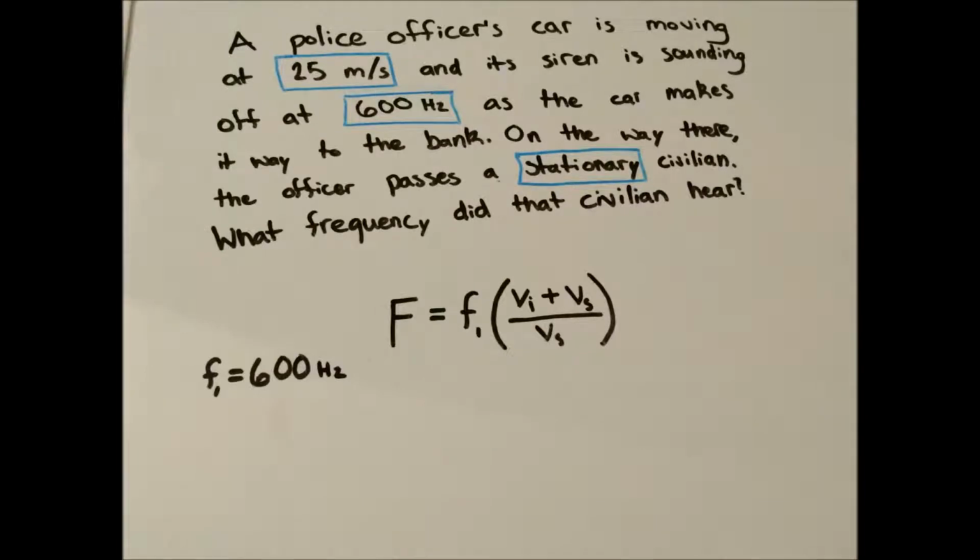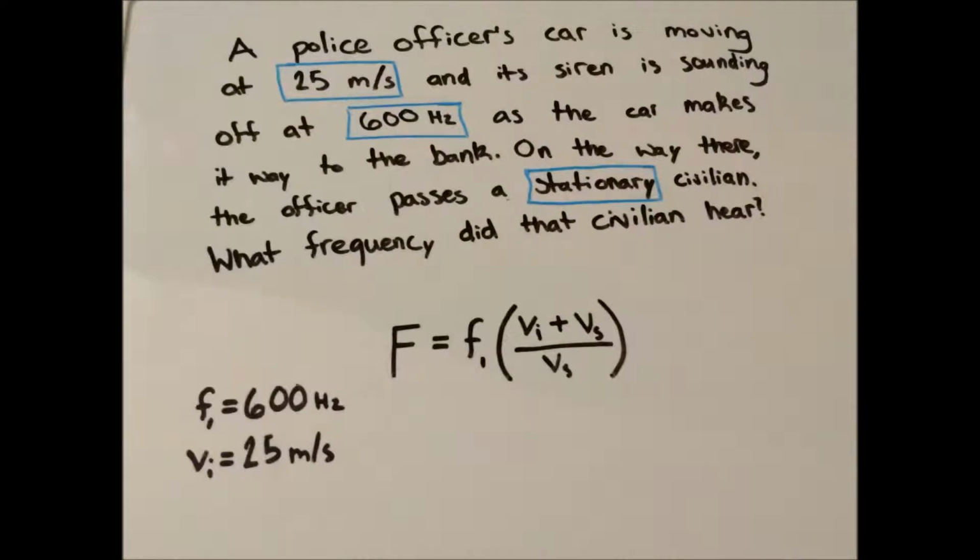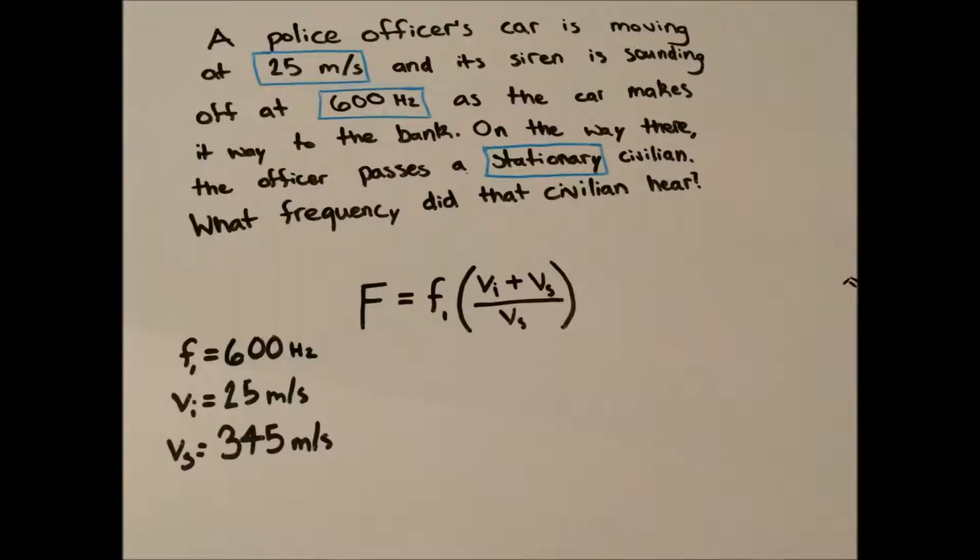Now let's plug in the information we know to our variables. The original frequency is 600 hertz. The velocity of the source is 25 meters per second. The speed of sound in air is a constant, but for simplicity's sake, we're going to round it off to 345 meters per second for this example.